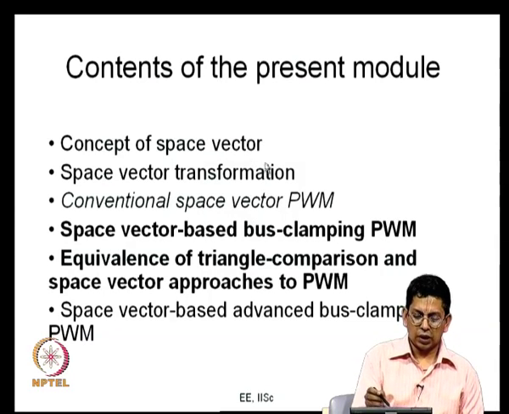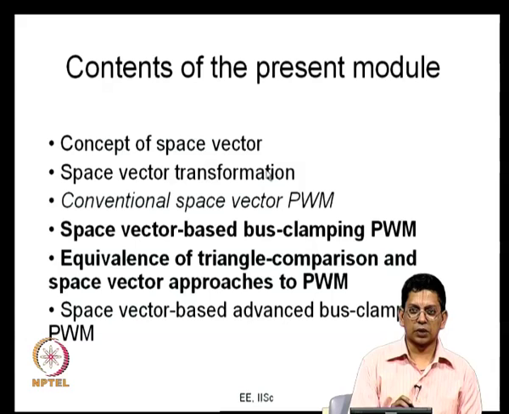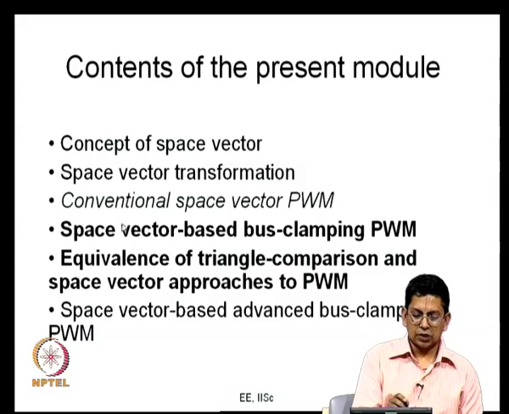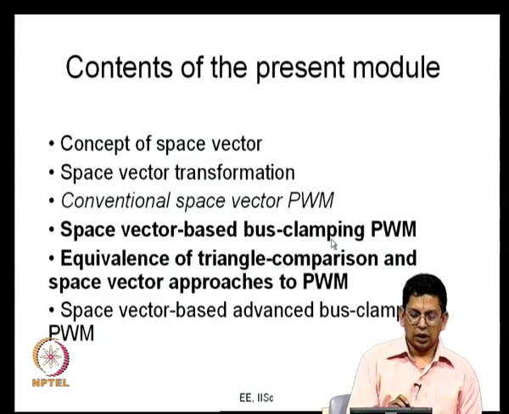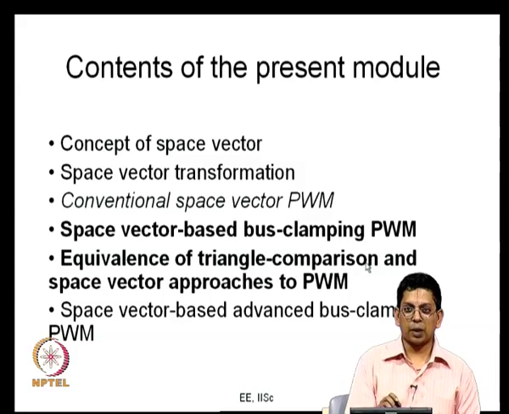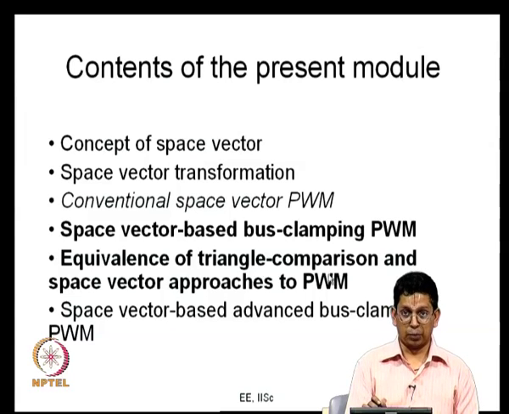So, we just looked at the concept of space vector and space vector transformation, and in the last lecture we also looked at conventional space vector PWM, which we will review in this lecture. This lecture will emphasize space vector based bus clamping pulse width modulation. This bus clamping pulse width modulation, or discontinuous pulse width modulation, is something we discussed in the earlier module on triangle comparison based PWM.